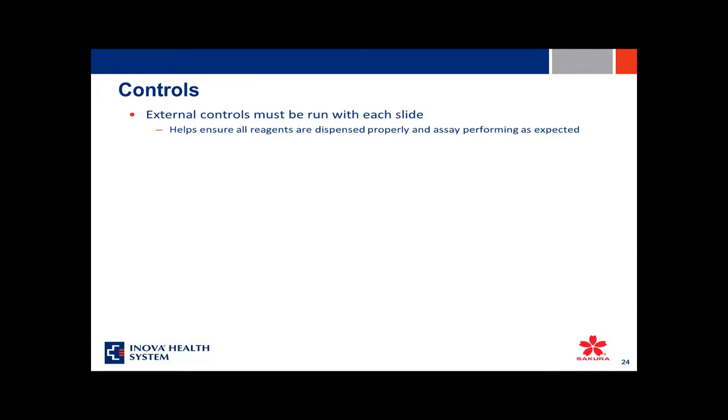The most important thing for these predictive marker assays is our controls. External controls and internal controls must be present for each of these assays. External controls help ensure that all the reagents are dispensed properly and the assay is performing as expected. And the internal controls for ER and PR are your lobular elements, which must be positive for ER and PR, and they must be HER2 negative. So these same principles have been used in our validation procedure and are also now a part of our QC procedure after we have gone live.